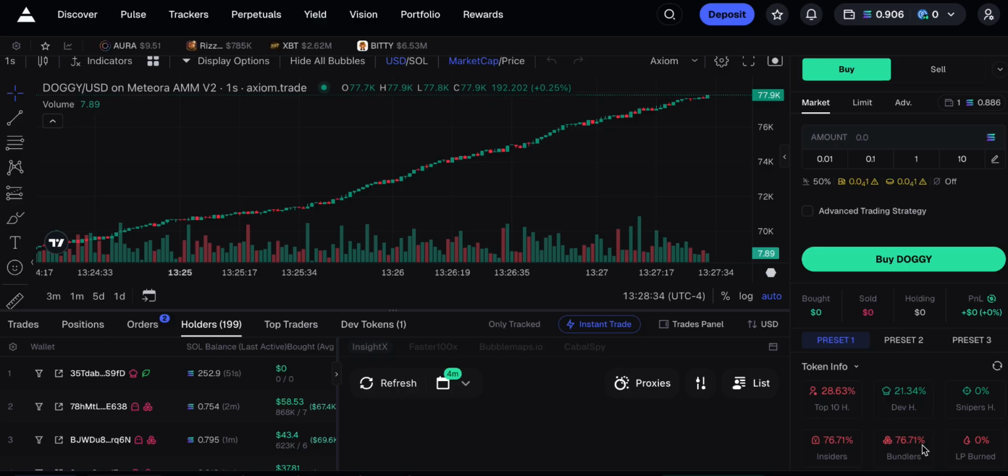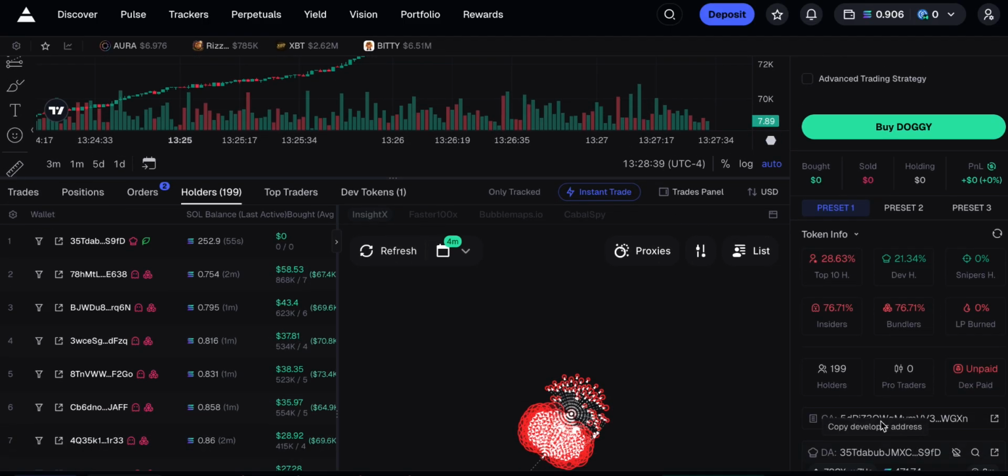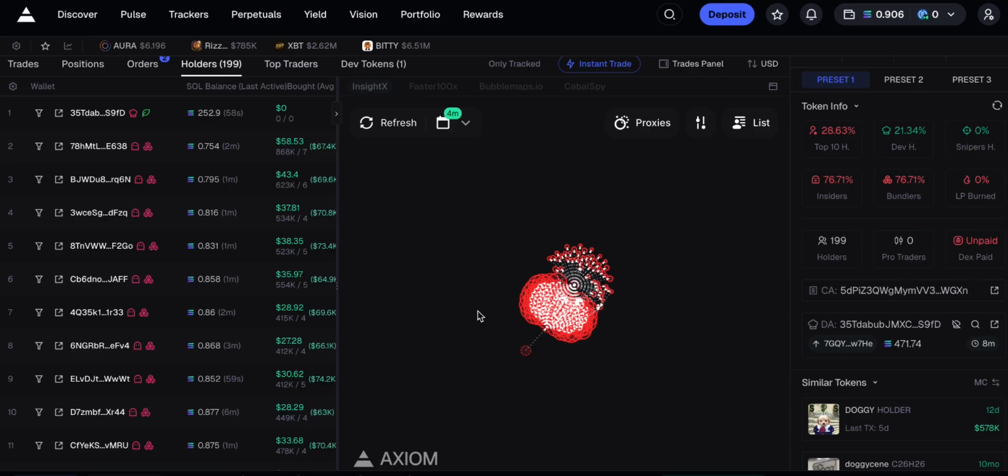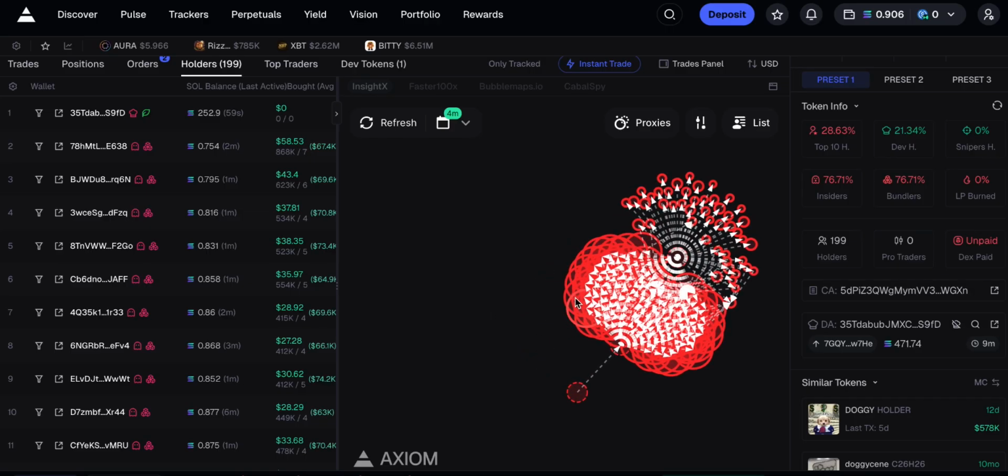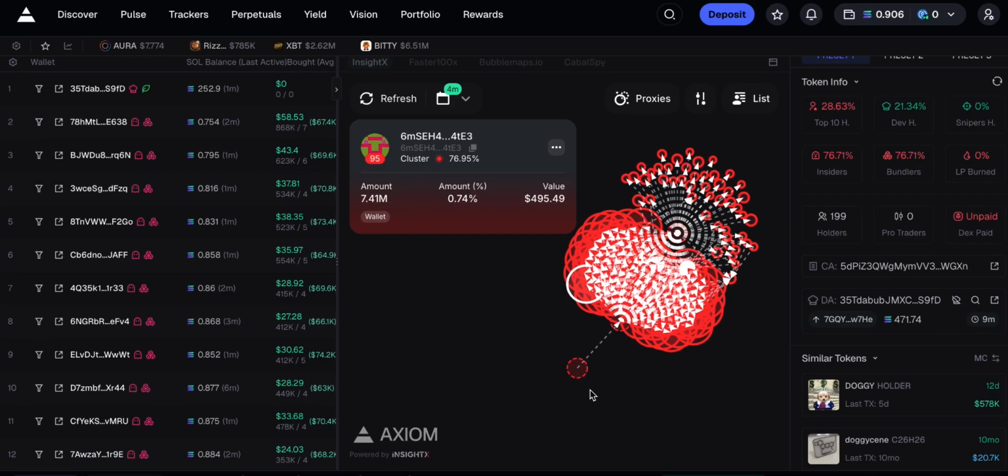As you guys see here, this coin is 76% bundled, and you would never want to buy a coin over like 20% bundled. And if you just look at the bubble maps, this is such a red flag because it literally shows that one person is holding 76% of the coin on like 50 different wallets. This is just the biggest red flag coin ever because look at how much the bubbles overlap over each other. That just shows that one person's holding all the supply.